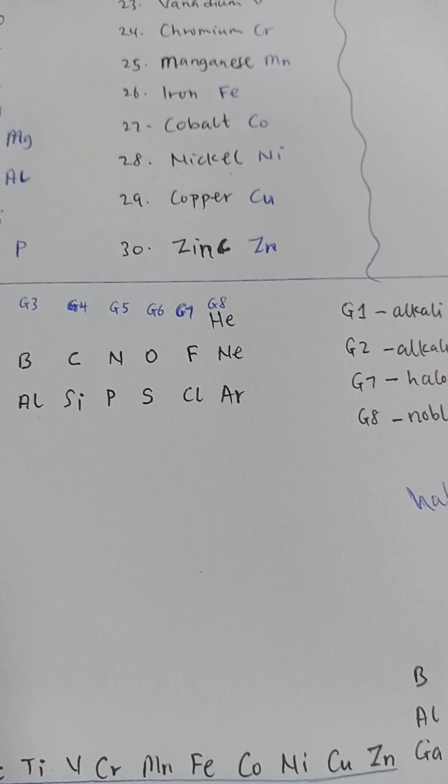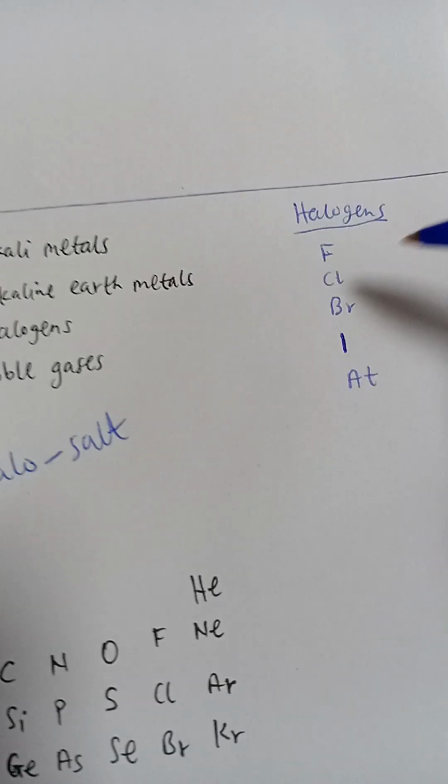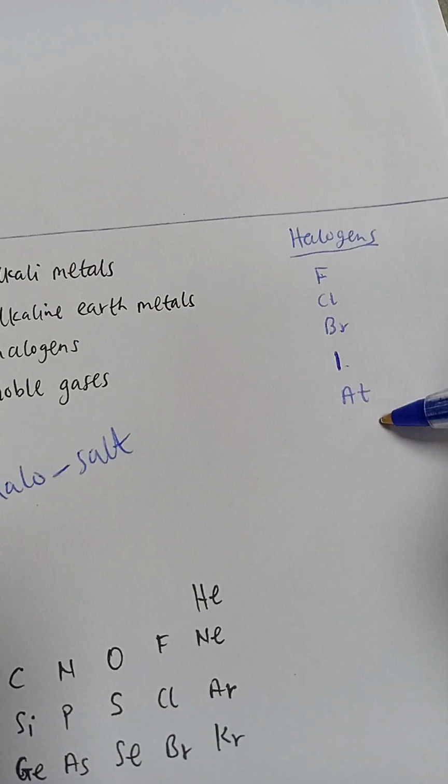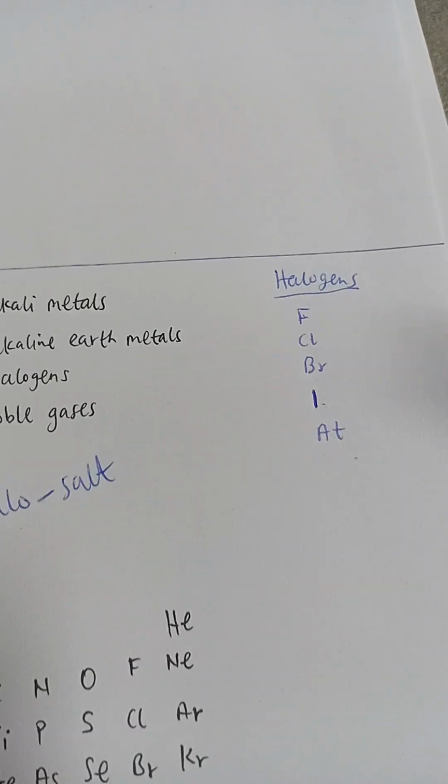Now the halogens, you should also know other ones aside from fluorine and chlorine. So we have fluorine, chlorine, bromine, iodine, and astatine. So FC Barcelona in Accra, you can easily remember that too.